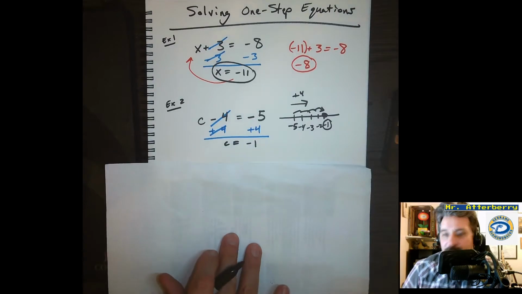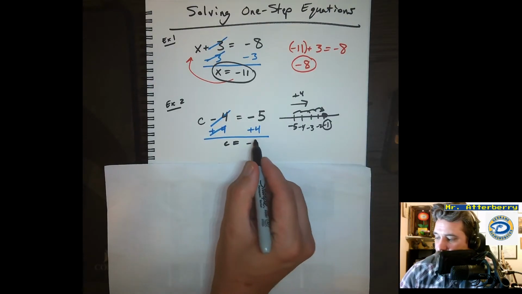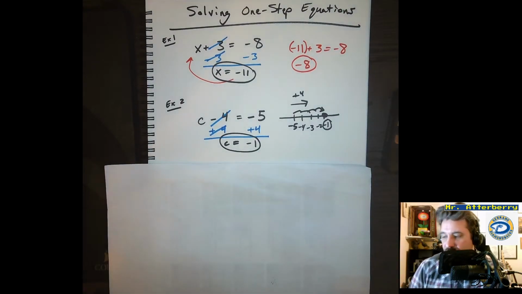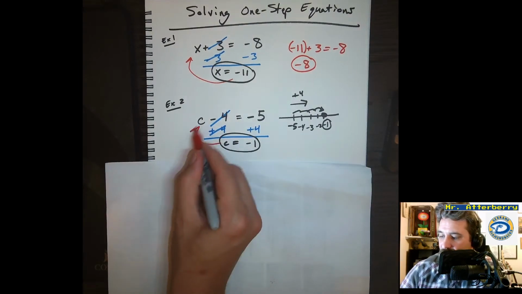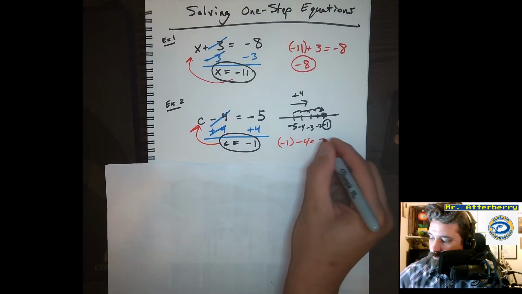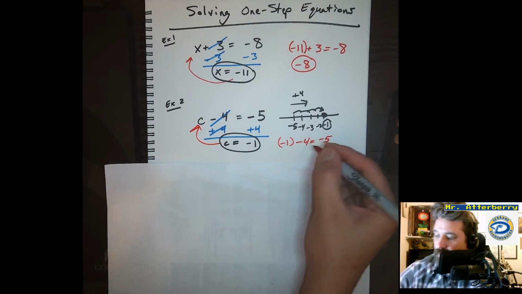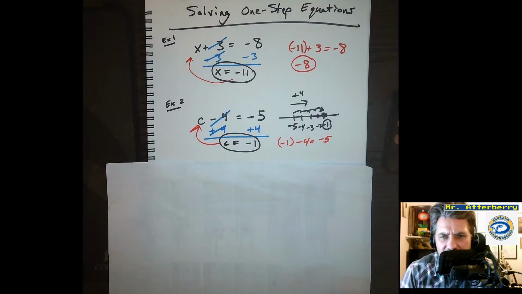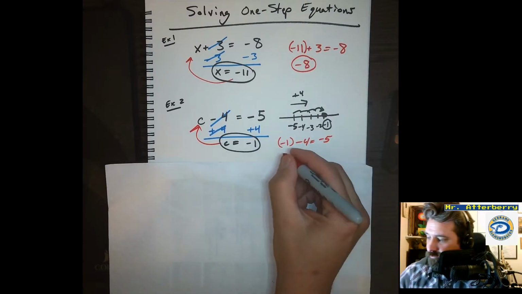Same thing as before. If I was to plug this into my original question, negative 1 minus 4, does that equal negative 5? Well, remember the trick I showed you before, which is to make every subtraction problem into an addition problem.